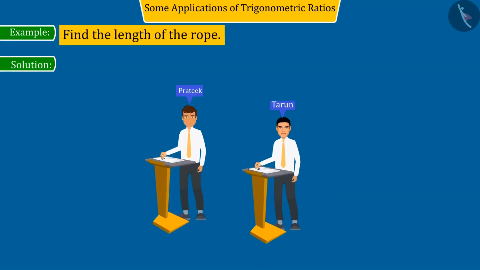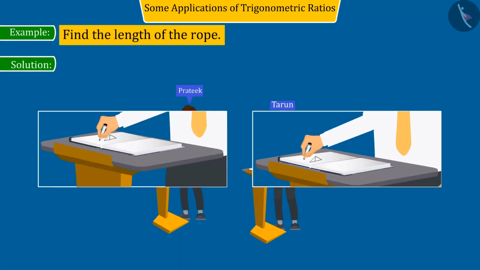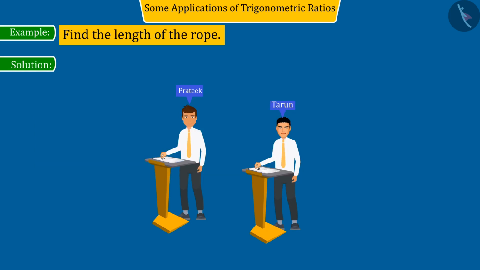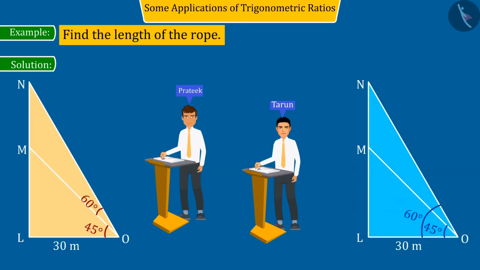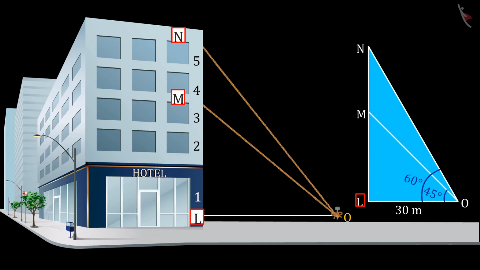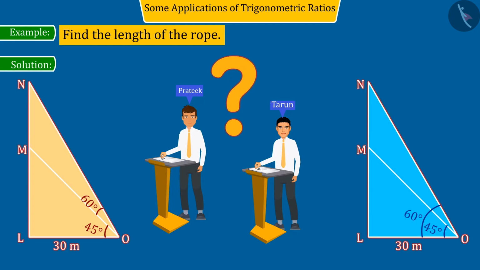So he asks the hotel staff Pratik and Tarun to find the length of the rope. They both use trigonometric ratios to find the length, and both of them first create the figure in their notebook with the help of the given information. In these figures, point L represents the base of the building and points M and N represent the top of the third and fifth floors of the building respectively.